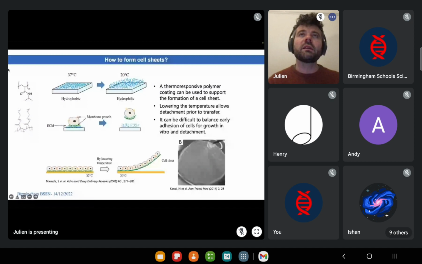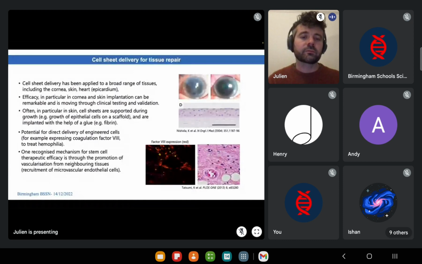But that has the property to switch to a hydrophilic behavior when the temperature is lowered down to room temperature, below a transition that is near 32 degrees. And therefore, at room temperature, this material becomes hydrophilic, starts swelling, and releases the extracellular matrix proteins that have been generated by cells, and therefore releases the cell sheet. So this can then be transferred and implanted to a tissue of interest.